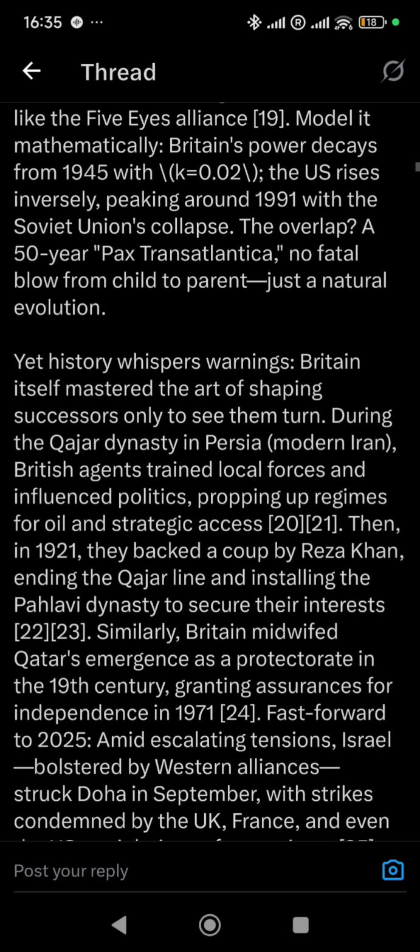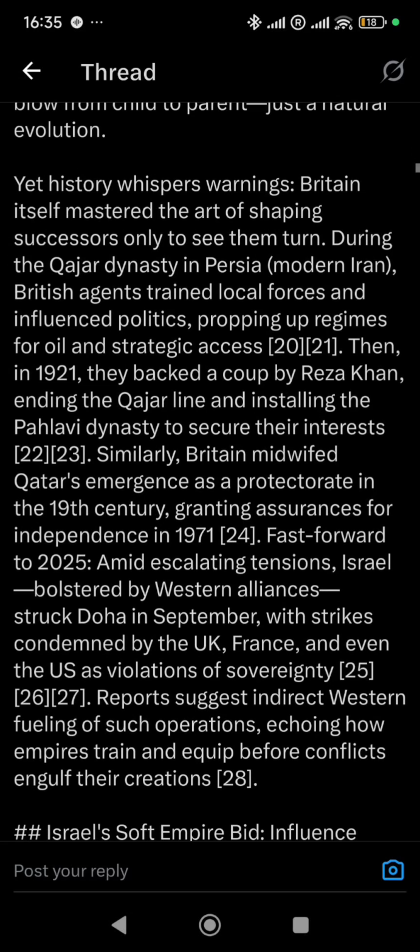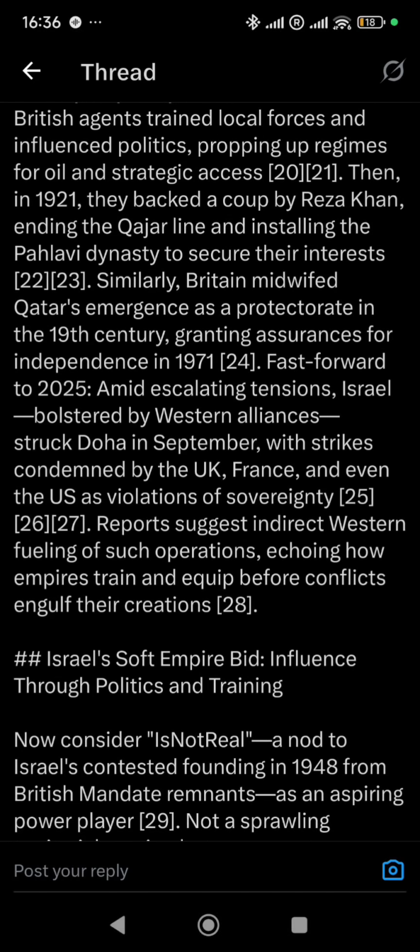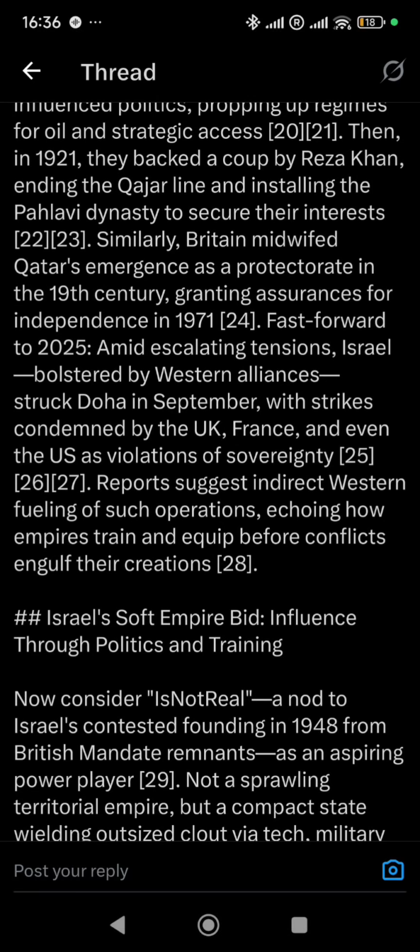Yet, history whispers warnings. Britain itself mastered the art of shaping successors only to see them turn. During the Qajar dynasty in Persia, modern Iran, British agents trained local forces and influenced politics, propping up regimes for oil and strategic access. References number 20 and 21. Then, in 1921, they backed a coup by Reza Khan, ending the Qajar dynasty line and installing the Pahlavi dynasty to secure their interests. References 22 and 23.